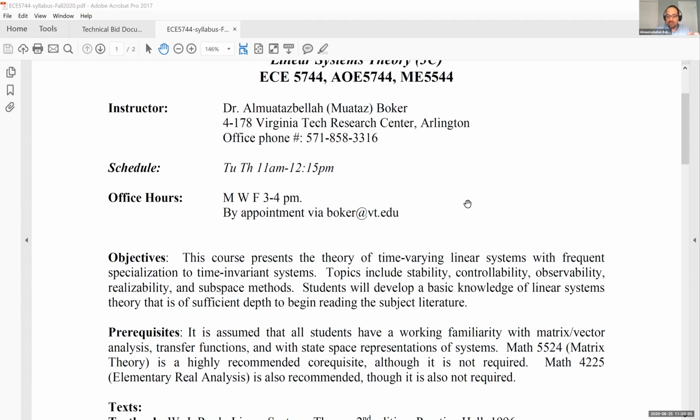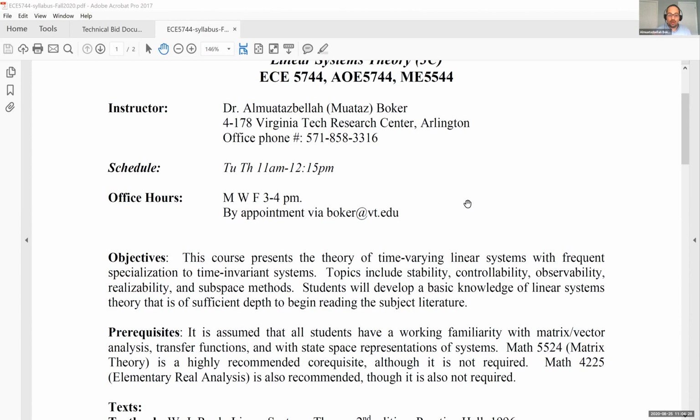This course is going to be different than applied linear systems. I think the code is ME554. In applied linear systems, that course will cover the tools needed to design controllers for linear systems. And it's mostly focused on time invariant linear systems, which are systems that do not change over time. The model of the system is assumed to be fixed over time.